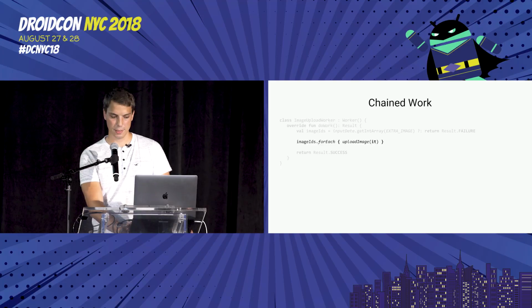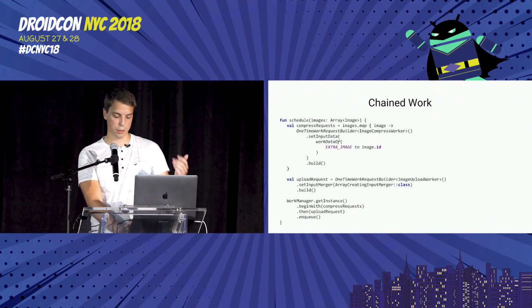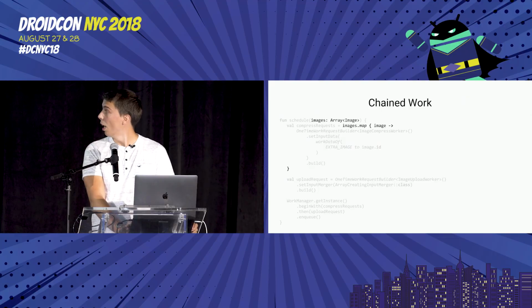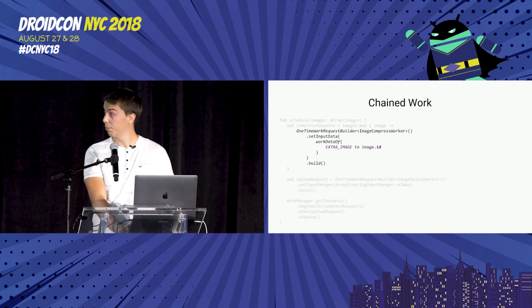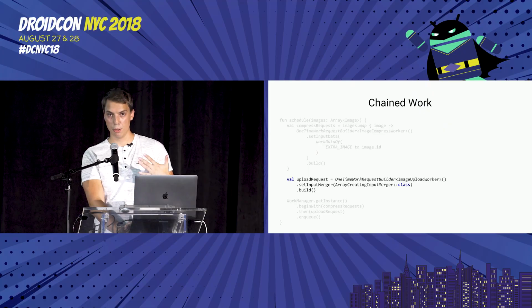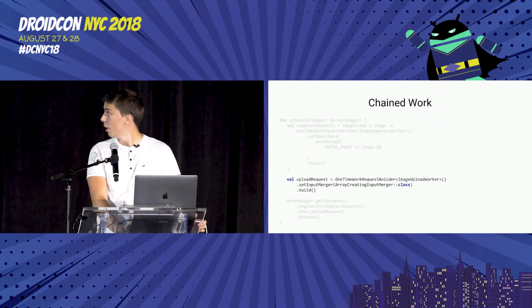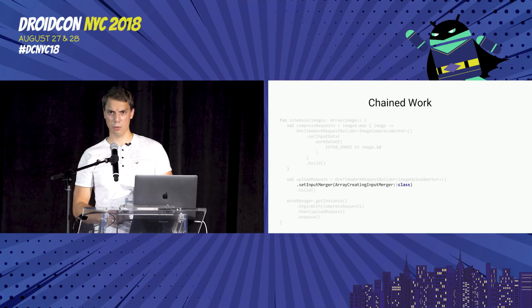More interesting is how you schedule these jobs, and it's not that complicated and straightforward. As an input, I have an array of images, and I convert each image to a work request. That's what I do here. After this, I create my single upload work request. And here I specify the input merger. So you need to do this.